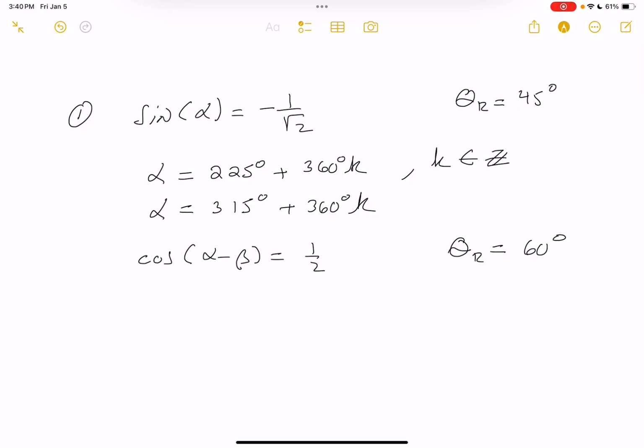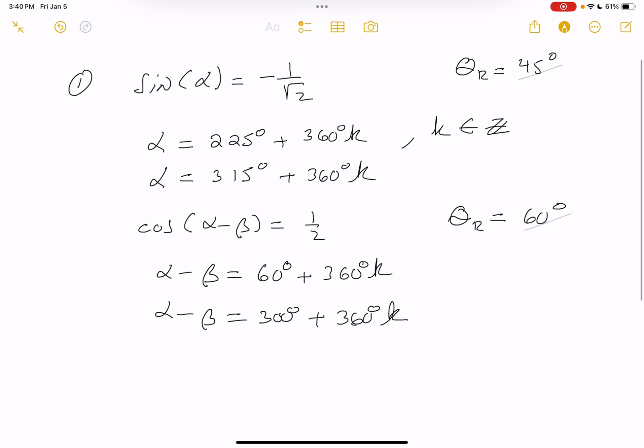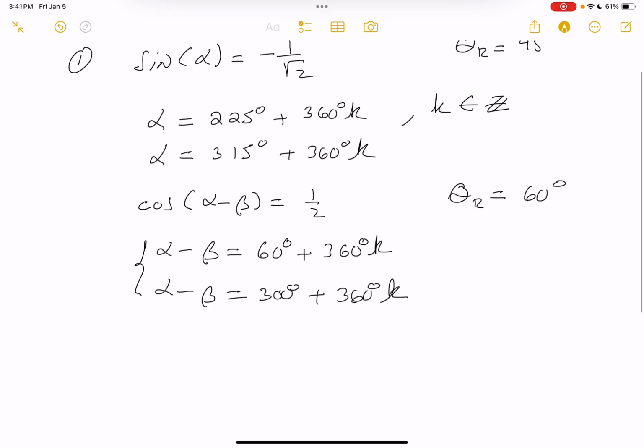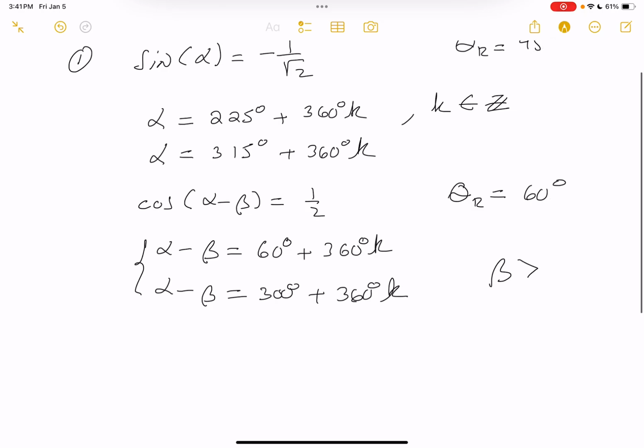Now where does that occur? In the first quadrant. So alpha minus beta in the first quadrant, reference is 60, of course, plus 360 degrees k. Alpha minus beta could also be in the fourth quadrant, which would be 300 degrees plus 360 degrees k. All right, now I've got a problem because I want beta, and beta's got to be a positive number, and they want to minimize it.